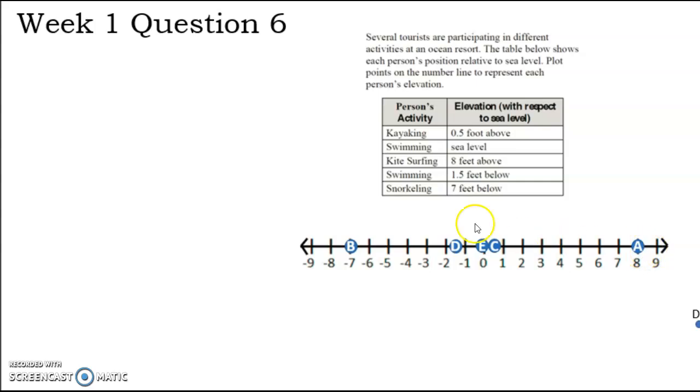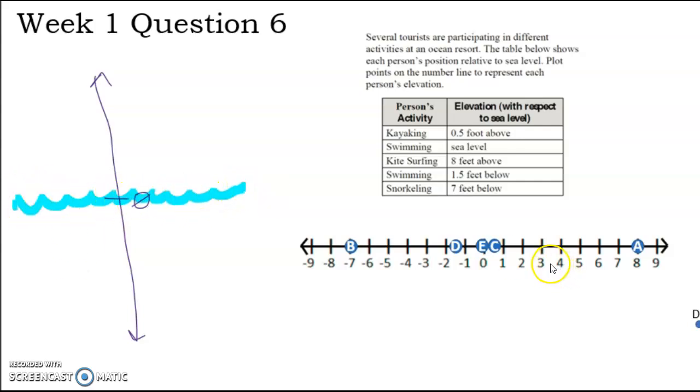We have A3. So it says kayaking. So first of all, we have to figure out, it says elevation with respect to sea level. So we have done this before. So I want you to picture a number line. I'm going to take this number line and I'm going to flip it straight up and down. Okay? Sea level is going to be where the number 0 is. So I just want you to picture that, okay?